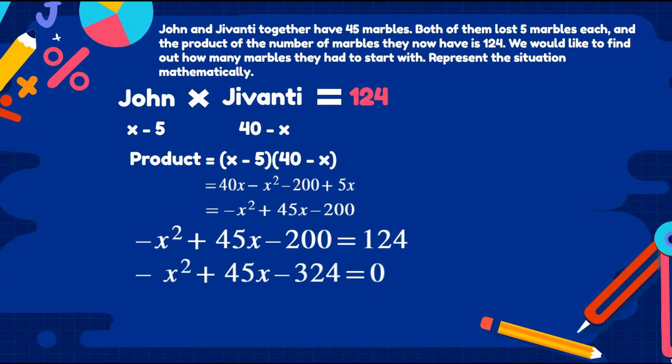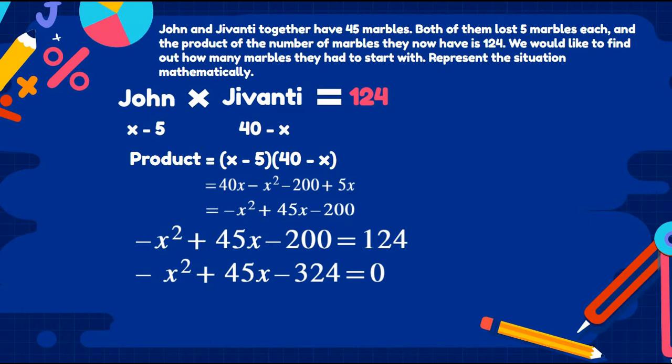So it would become minus x square plus 45x minus 324. How did we get this minus 324? Minus 200 and the 124, when it comes to the left hand side, becomes minus 124. So minus 200 minus 124 turns up to be minus 324. So this is the equation which we got finally after simplifying: minus x square plus 45x minus 324 is equal to 0.